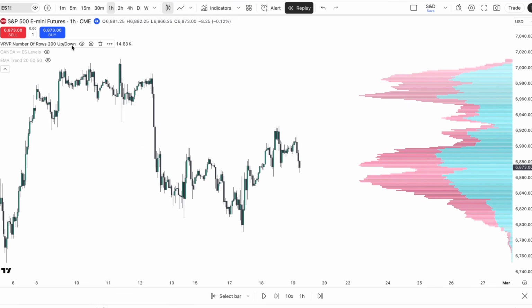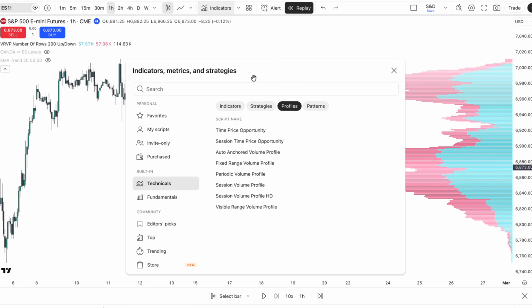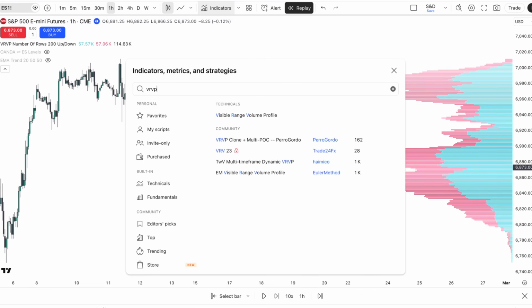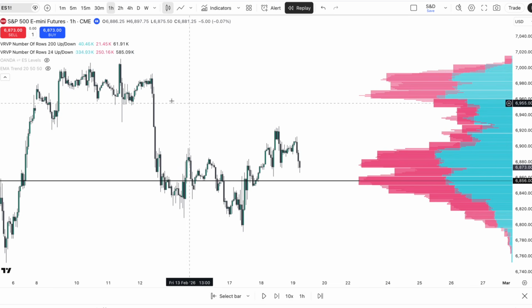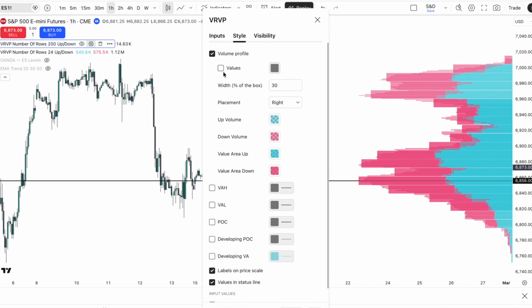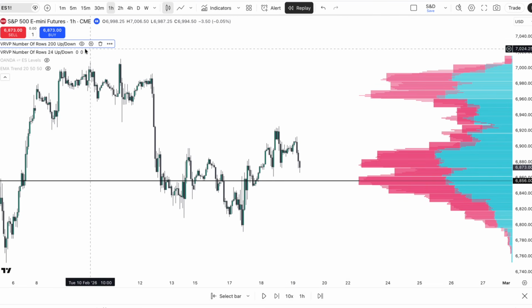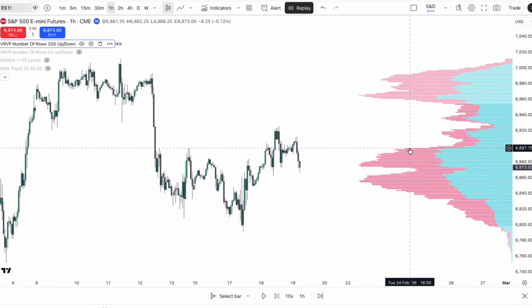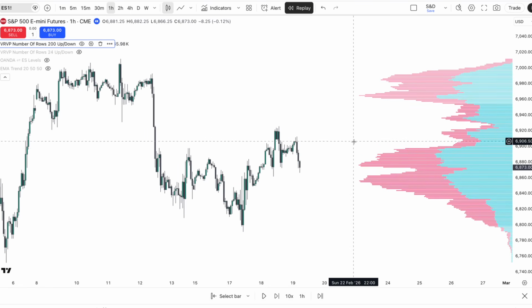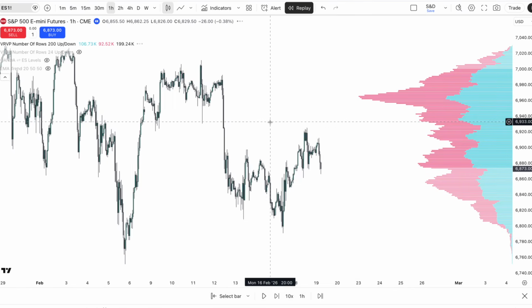So the most simple type of volume profile is the visible range volume profile, and you can find that easily on TradingView by typing VRVP in the Indicators tab, and then switching the row size to 200 in the settings. And the VRVP will take whatever's in the visible range on your chart, as the name suggests, and plot out the volume by price. So if you move your chart or zoom in and out, the values of the profile on the right will change.